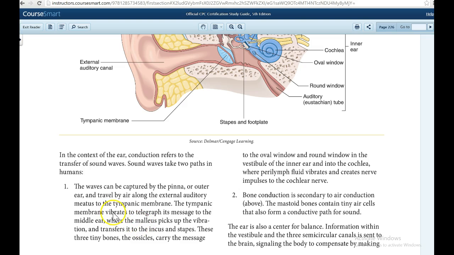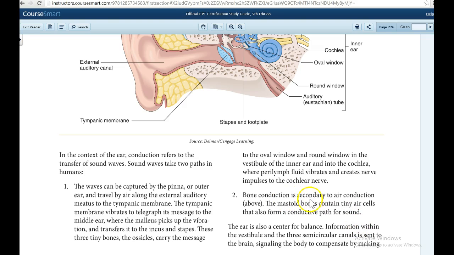Now the tympanic membrane vibrates and telegraphs its message to the middle ear, where the malleus, the little bone, picks up the vibration and transfers it to the incus and the stapes. These 3 tiny bones, the ossicles, carry the message to the oval window, a round window in the vestibule of the inner ear, into the cochlea, where the perilymph fluid vibrates and creates nerve impulses to the cochlear nerve.